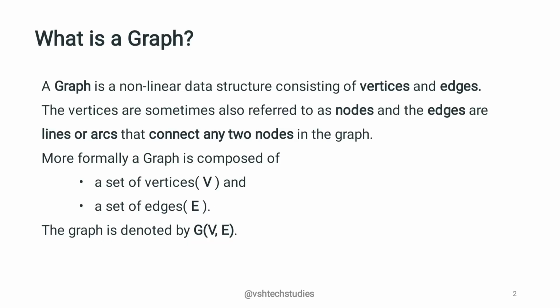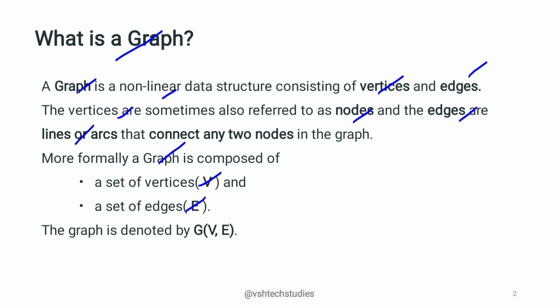So first, what is a graph? A graph is a non-linear data structure. It consists of vertices and edges. Vertices are sometimes referred to as nodes, and edges are referred to as lines or arcs that connect any two nodes of a graph. So a graph is composed of a set of vertices and a set of edges.